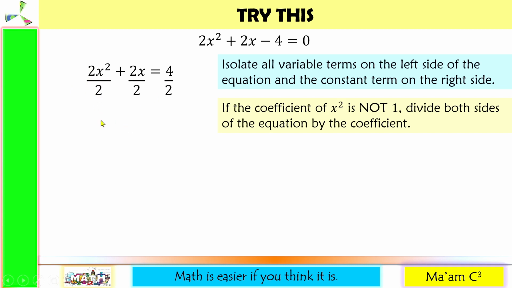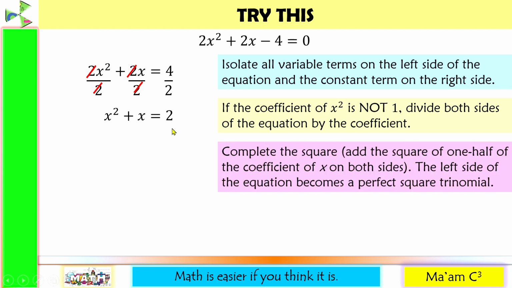So 2 and 2 will simply cancel out, as well as the 2 and 2 here. And then 4 divided by 2 is 2. So we have x squared plus x is equal to 2. Next step, let us complete the square. Let us prepare where we are going to put the additional terms. Let us determine the numerical coefficient of x, and that is the invisible 1. Divided into half, so divided by 2, and 1 over 2 is still 1/2.